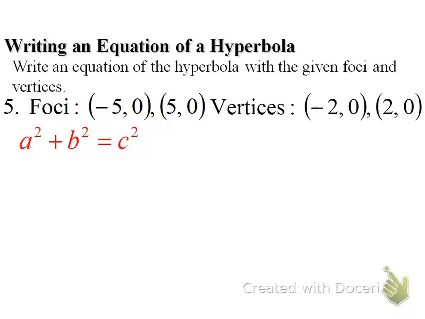Now, I just need to find b, right? C isn't actually even in the equation. It's just going to help me find b. So I need to find a. I already have it. Need to find b. So I have 2 squared plus b squared equals 25. That's the c squared. When you solve for b squared, you get 21. Take the square root of both sides. You get that b equals square root 21. So I know a, it's 2. I know b, it's square root 21. And I know that x squared needs to go in the front.